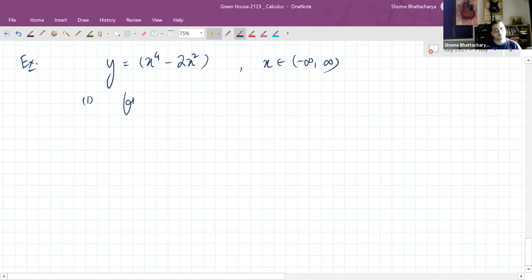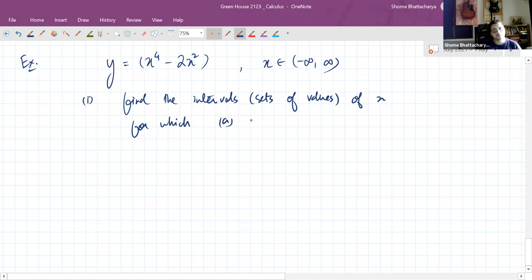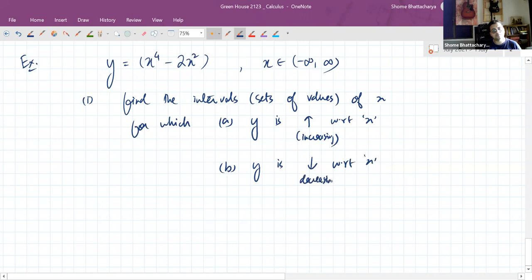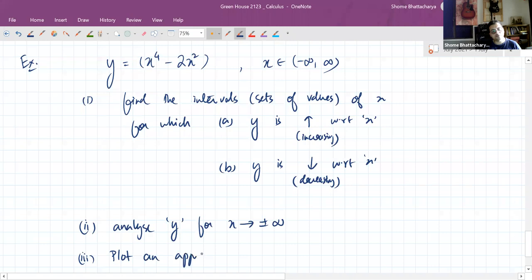So first of all, find the intervals or sets of values of x for which y is increasing with respect to x. This is a short form I'm using for increasing. And y is decreasing with respect to x. Then, analyze y for x tending to plus or minus infinity. Then plot an approximate graph.